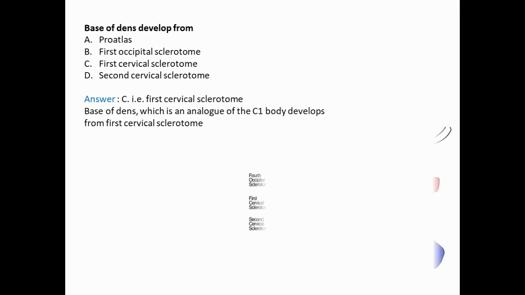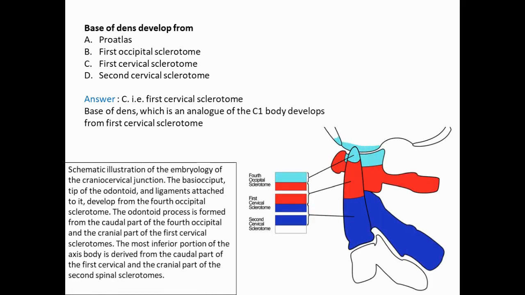When you look at this diagram, you see a schematic illustration of the embryology of the craniocervical junction. The basiocciput, the tip of dens, and the ligament attached to it develop from the fourth occipital sclerotome. The odontoid process is formed from the caudal part of the fourth occipital and the cranial part of the first cervical sclerotome. The most inferior portion of the axis body is derived from the caudal part of the first cervical and the cranial part of the second spinal sclerotome.